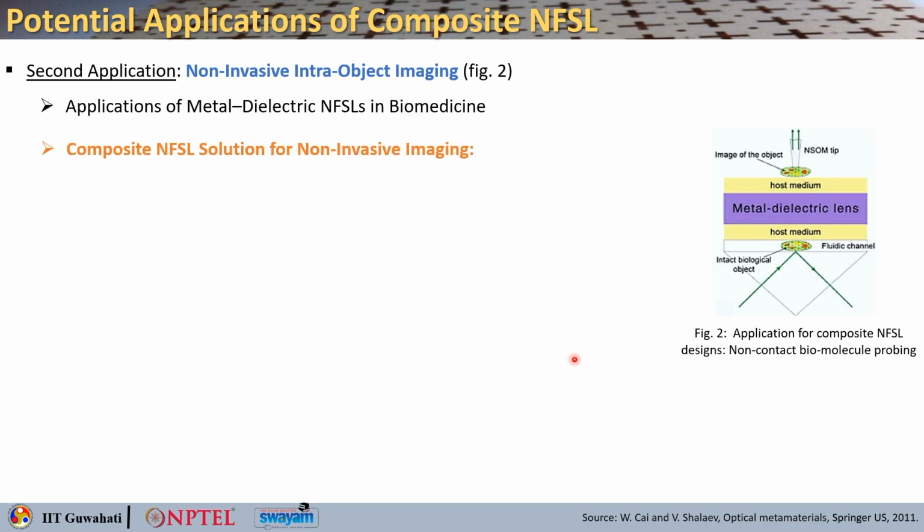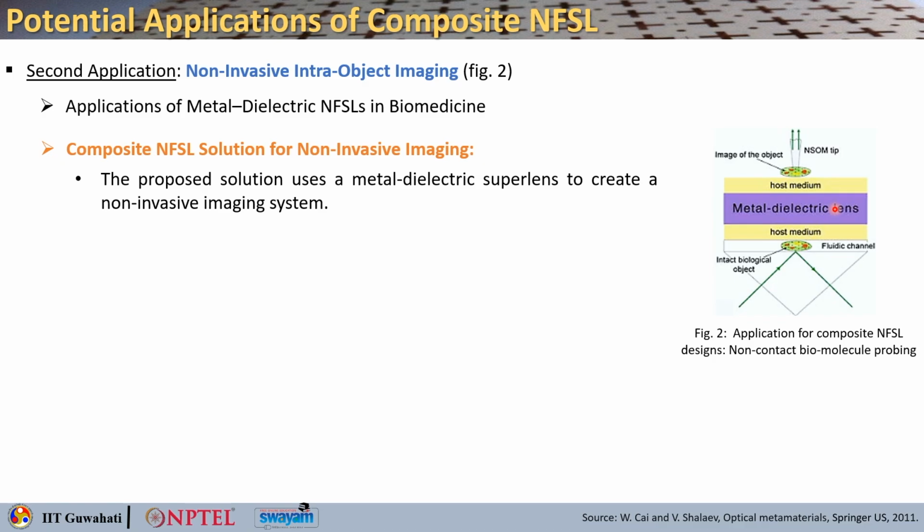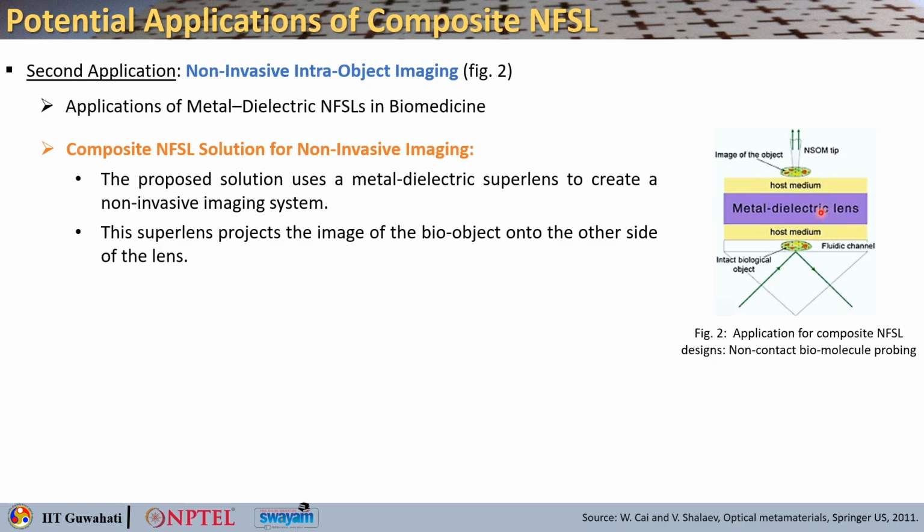Now, if you use this kind of metal dielectric near field super lens for biomedicine, what happens? You can use this lens solution for non-invasive imaging. So, how does it work? You basically can use this super lens to create a non-invasive imaging system.